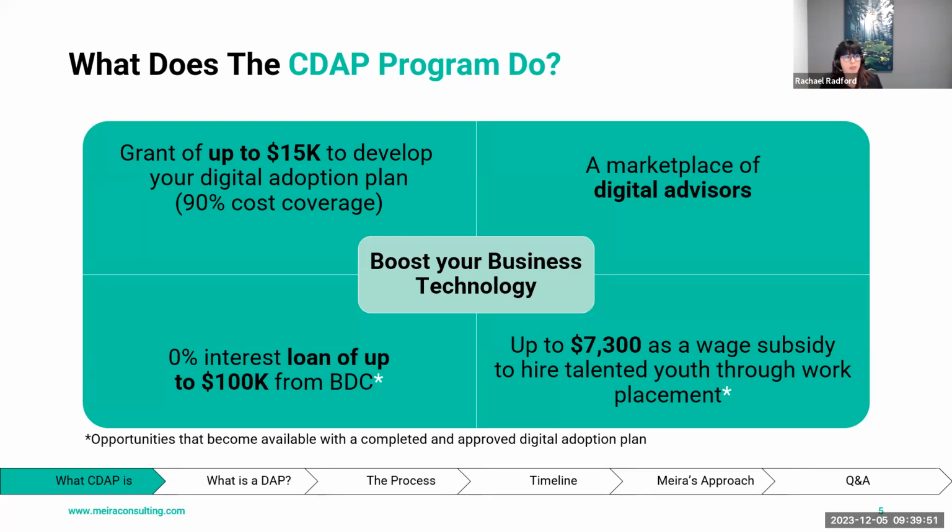So the CDAP grant provides up to $15,000 to develop a digital adoption plan. The most it will cover is $15,000 and 90% of the cost. So for instance, at Mira, doing a digital adoption plan is $16,600. 90% of that is the $15,000 that's covered by the grant, and it's inclusive of taxes. So that's an all-in number.